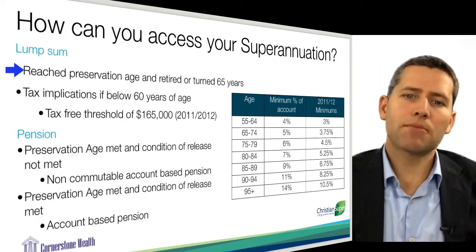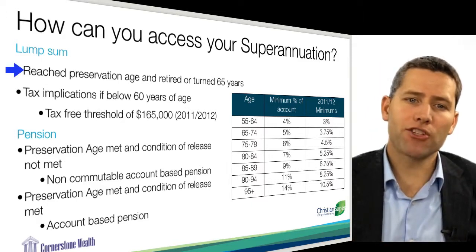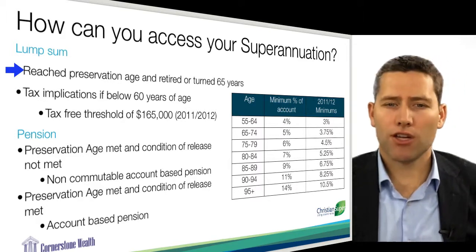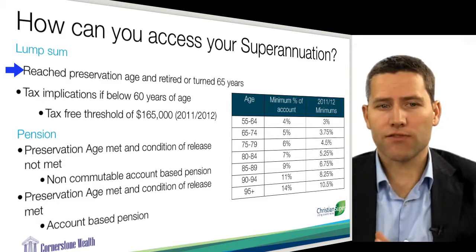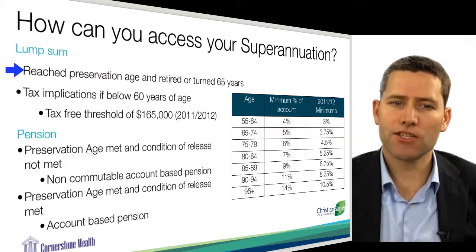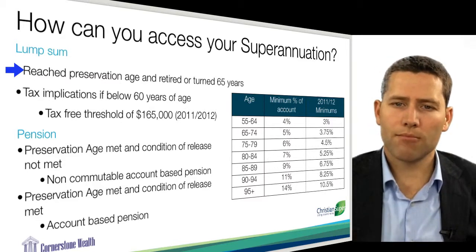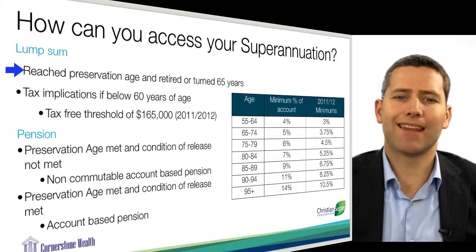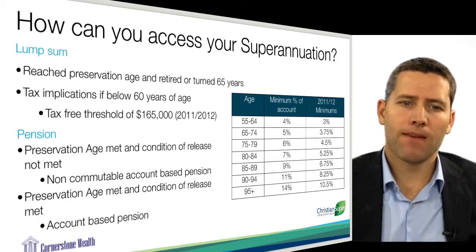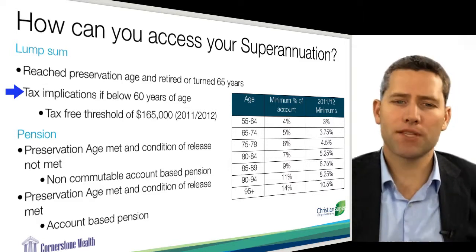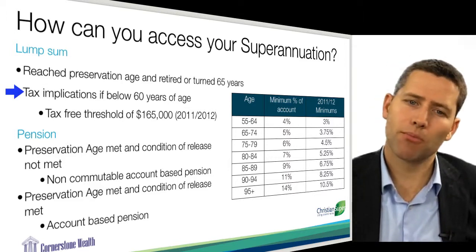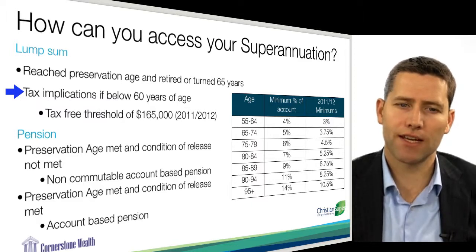Now, you can draw lump sums from your super if you have reached a preservation age and retired or turned 65. That means you've satisfied a condition of release. So you need to satisfy that condition of release to draw out your superannuation money in lump sum formats. Now, there are tax implications if you're drawing lump sums from your superannuation account if you're below 60 years of age. So just factor that into account.